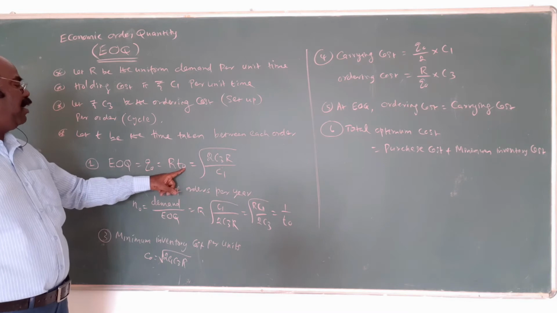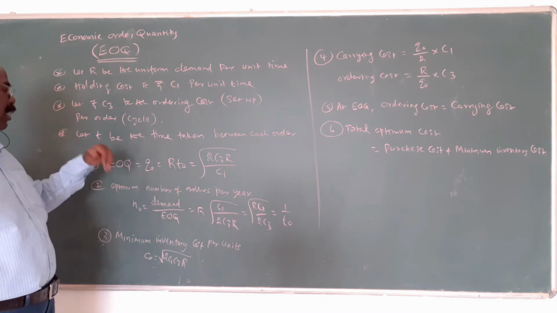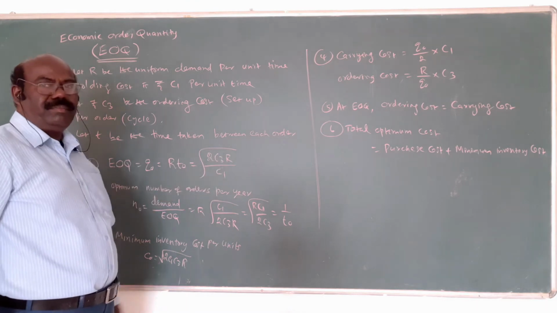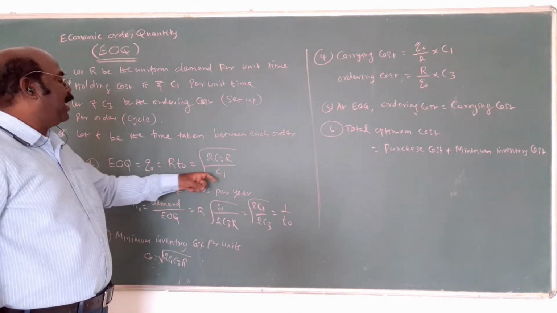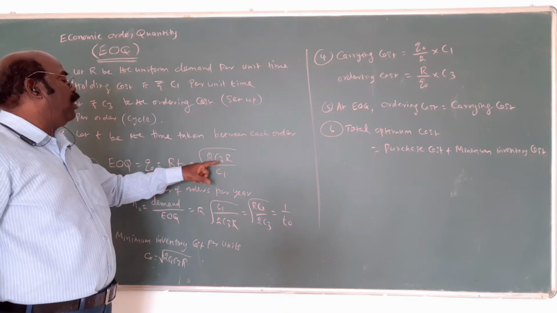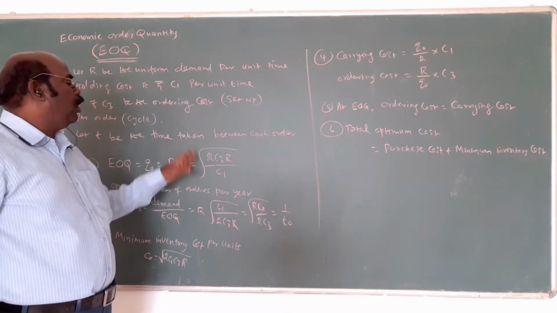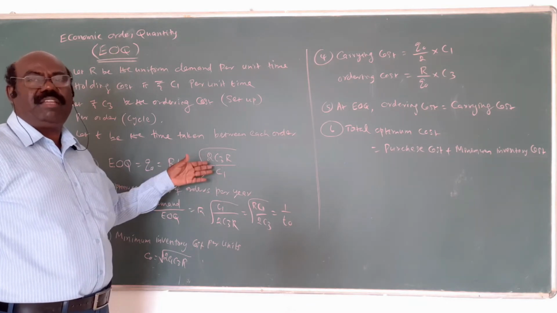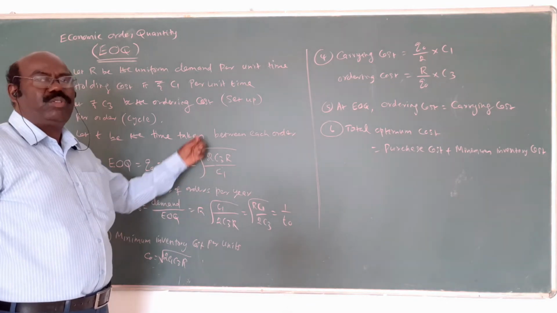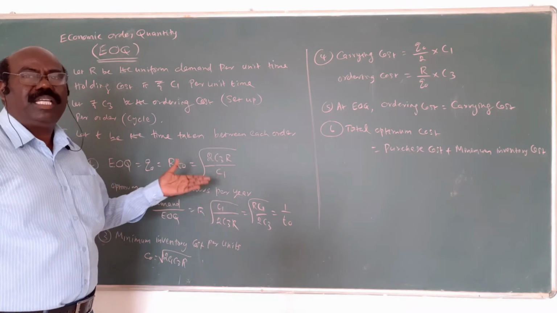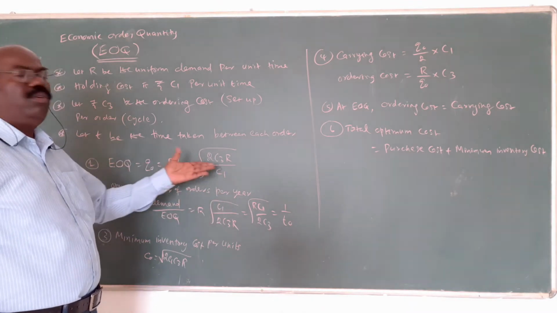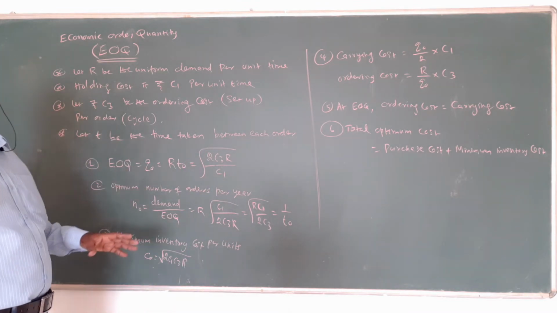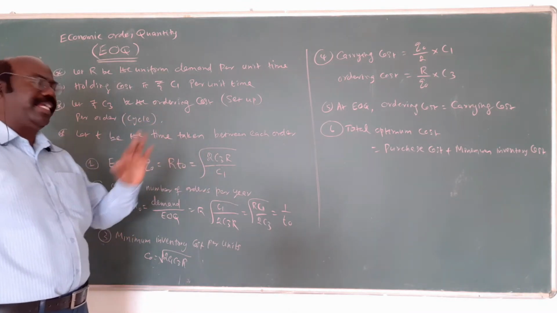The formula is Q naught equal to root of 2 R C3 divided by C1. From the question you will get the C1 value, C3 value, and R value. Substitute all the C1, C3 and R values into the formula, then divide, take the square root using the calculator, do the calculation and put the answer. Very simple. You must write the formula clearly, then substitute all the values, then give the simple answer.